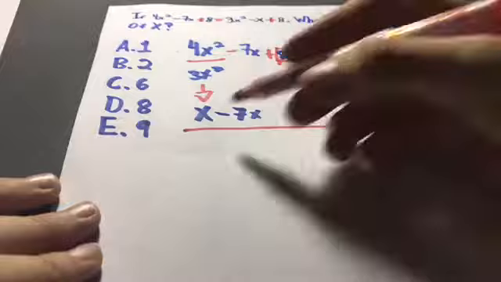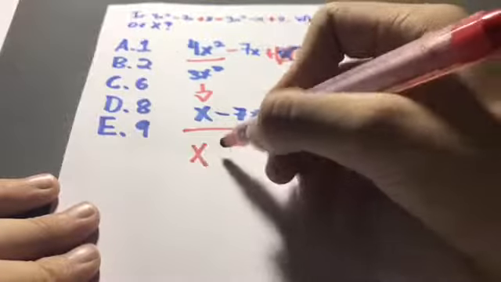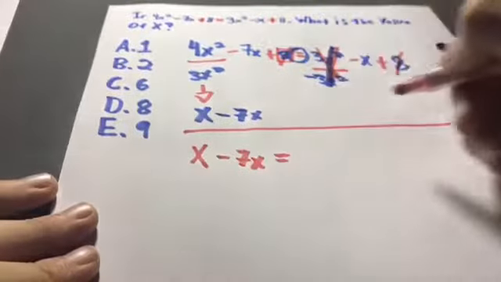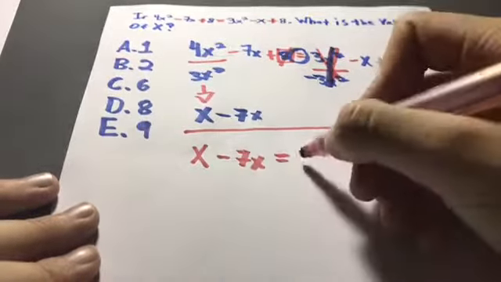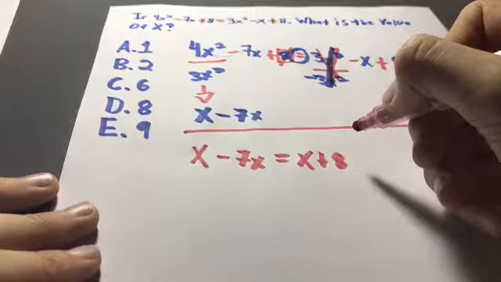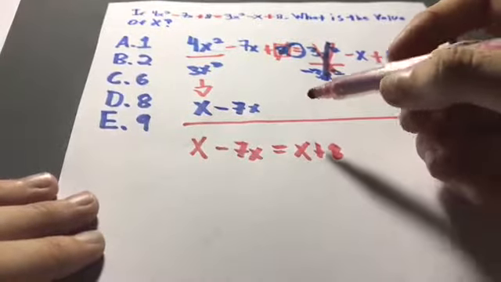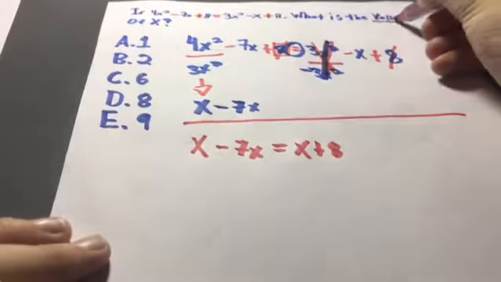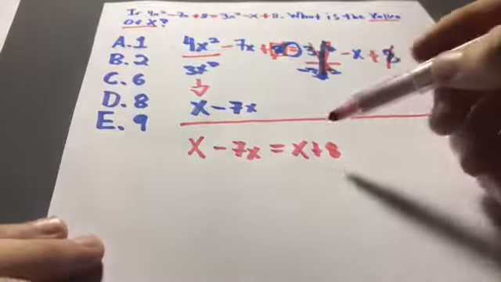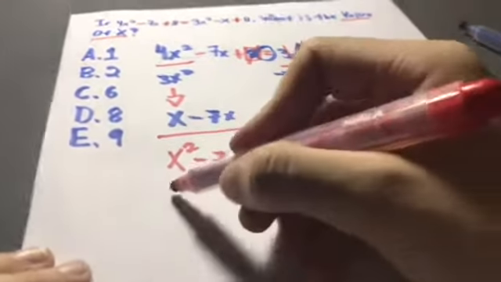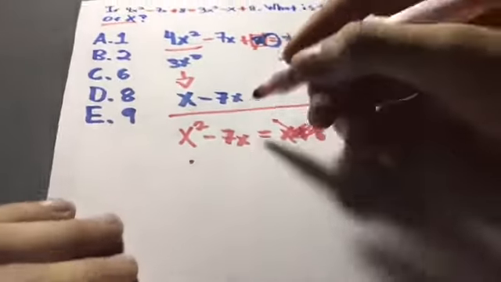So let's take x, is what we got, x minus 7x is equal to x plus 8. So what we need to find is the value of x. To answer this problem, we need to find the value of x. Let me just cross this out. Sorry, I moved the camera. It's x, just cross this out. Forget I ever saw this.